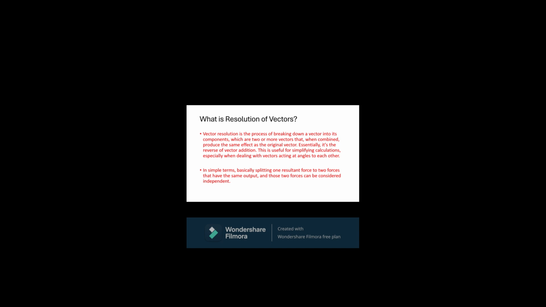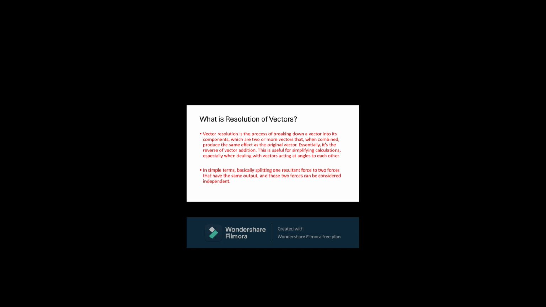Vector resolution is the process of breaking down a vector into its components, which are two or more vectors that, when combined, produce the same effect as the original vector. Essentially, it's the reverse of vector addition. This is useful for simplifying calculations, especially when dealing with vectors acting at angles to each other. In simple terms, it's basically splitting one resultant force into two forces that have the same output, and those two forces can be considered independent.